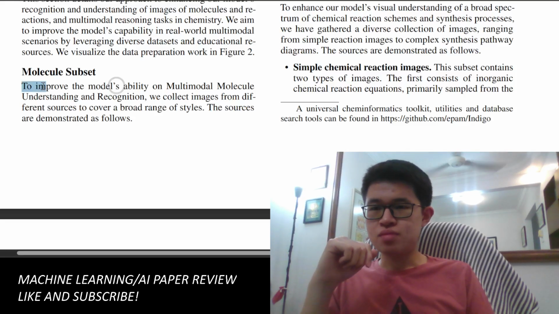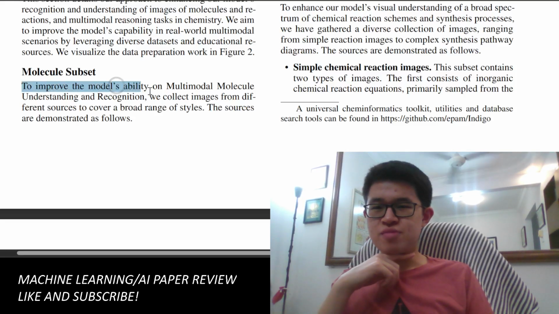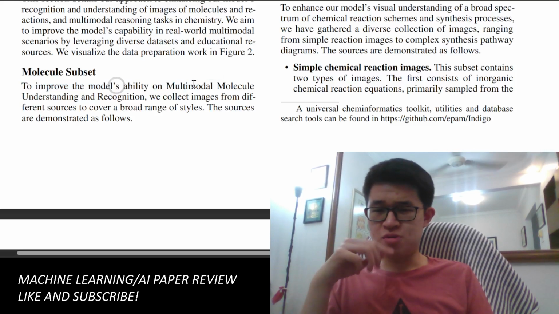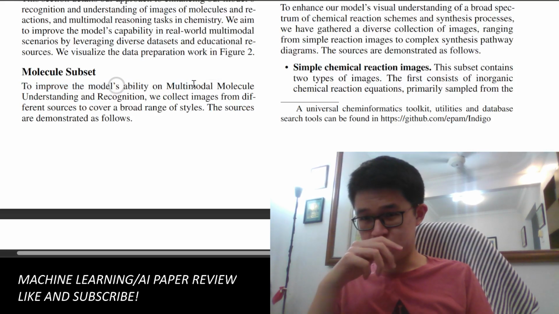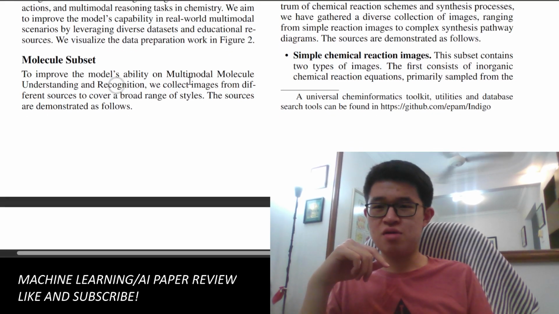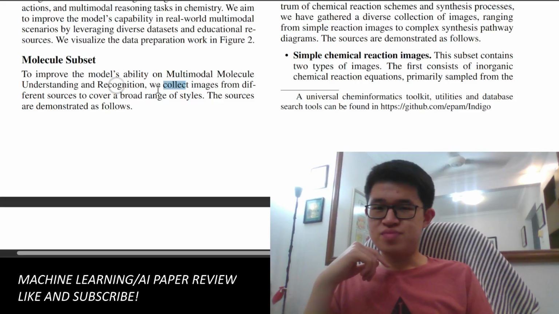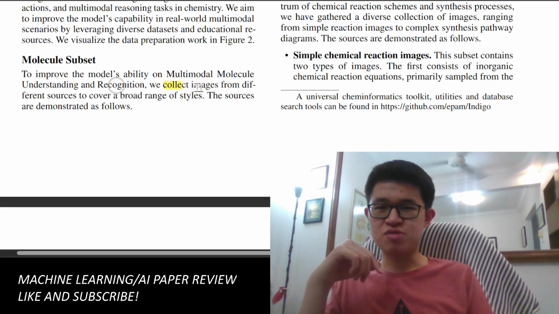All right. To improve the model's ability on multimodal molecule understanding and recognition, they collect images from different sources to cover a broad range of styles. Okay, right. And that's important, right? Diversity of data.